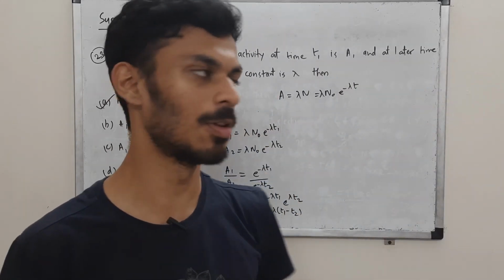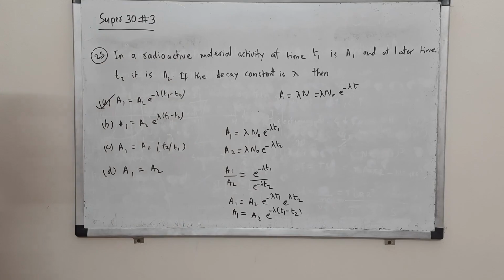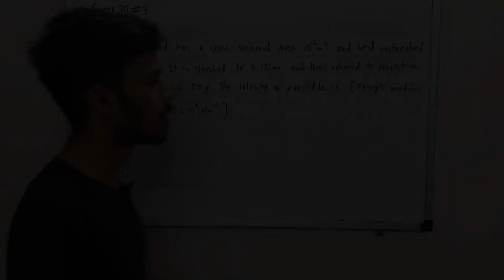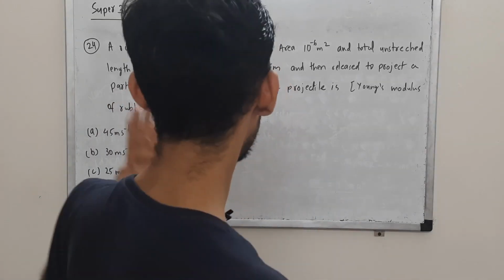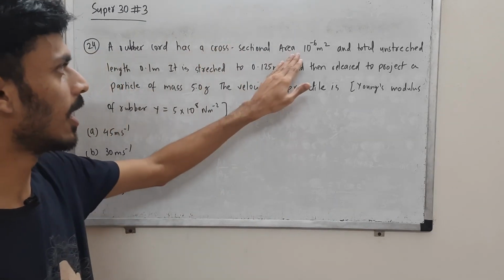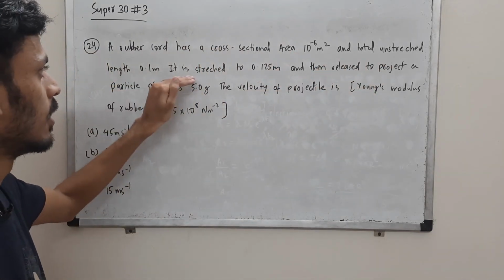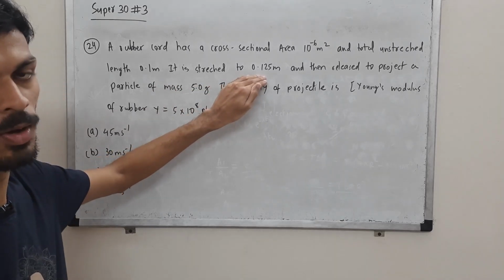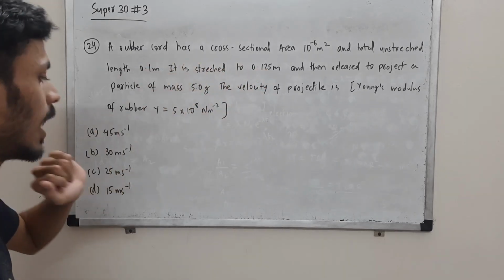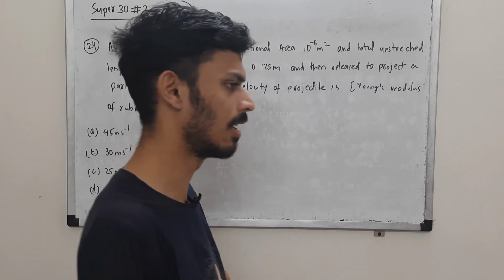So let's pull up our socks and let's get that done. Question 24 over here. In this question we have a rubber cord with an area given, and its length is 0.1 meters. It is stretched to this length now. If you find the difference, that will give you delta L or delta X.